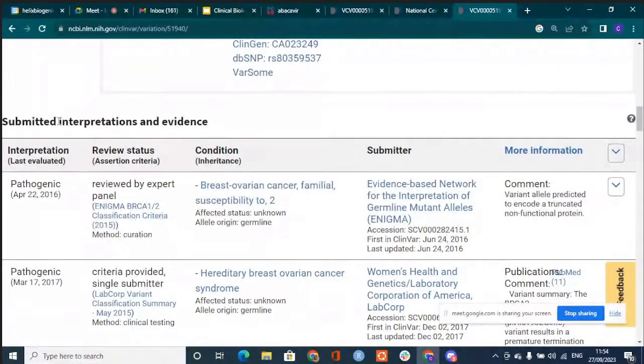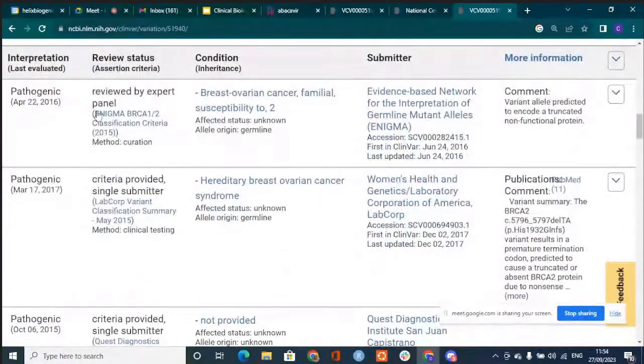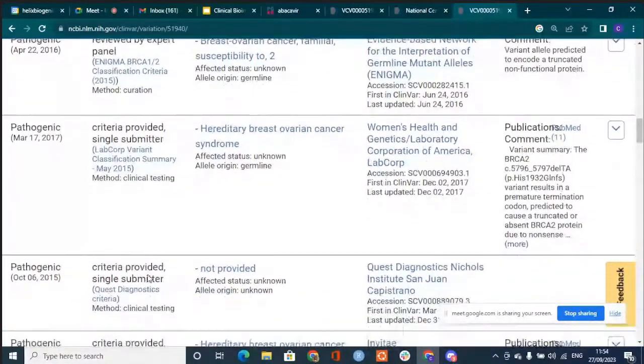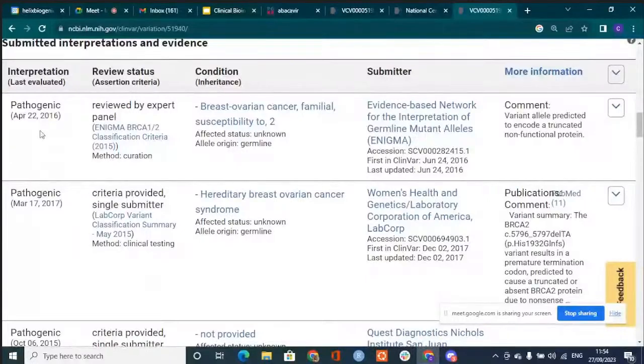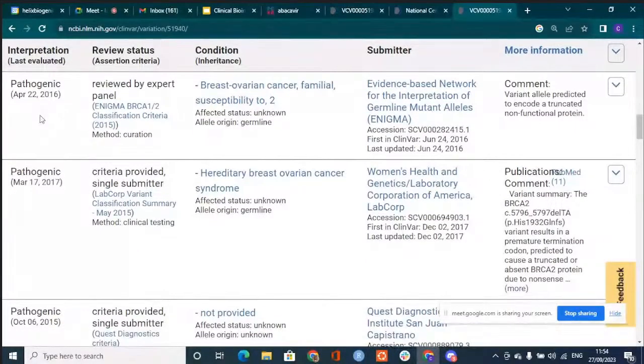So a lot of consortia are trying to validate most of these variants, and one of the consortia is ENIGMA. ENIGMA is the consortium. You can see LabCorp, different consortia. They are trying to review this variant. Is it truly causing breast cancer or ovarian cancer? We can see that most of these consortia are reporting that this mutation, this two base pair deletion, is pathogenic.